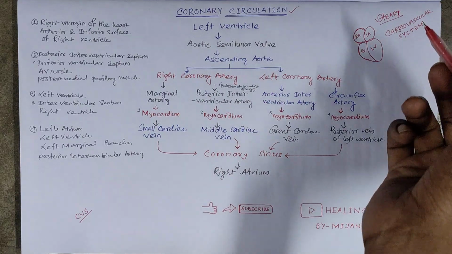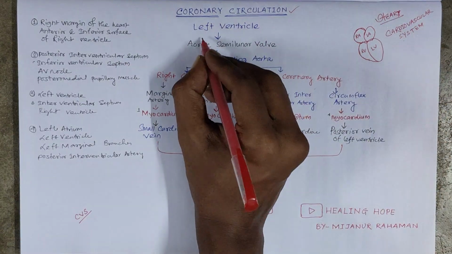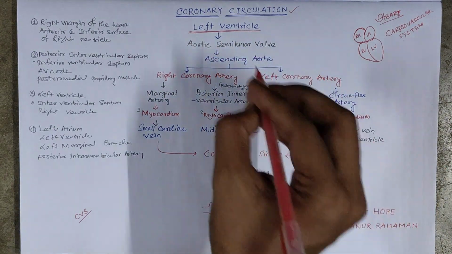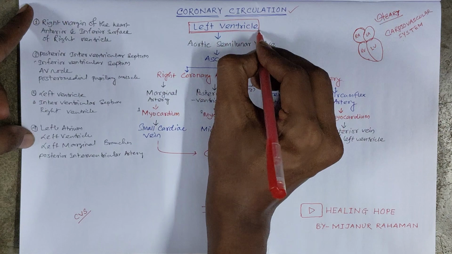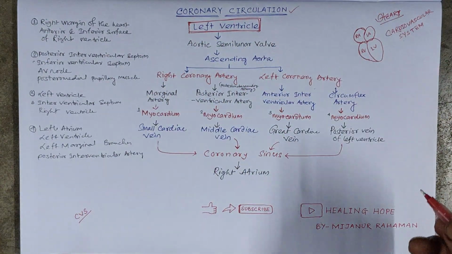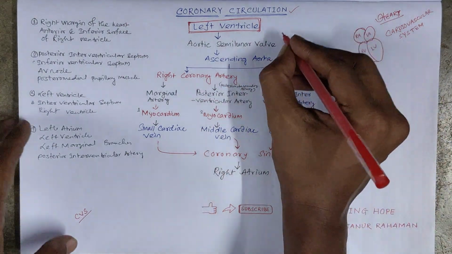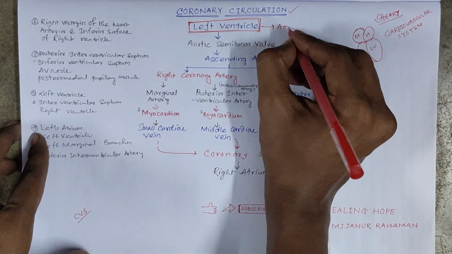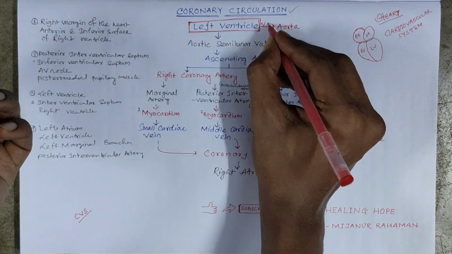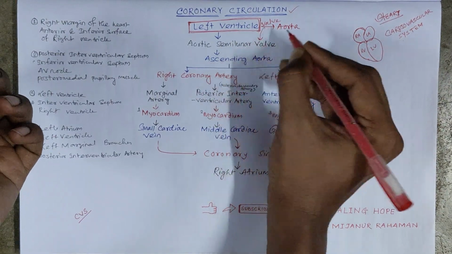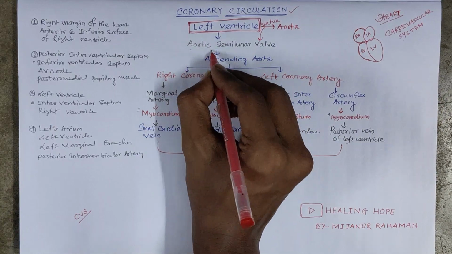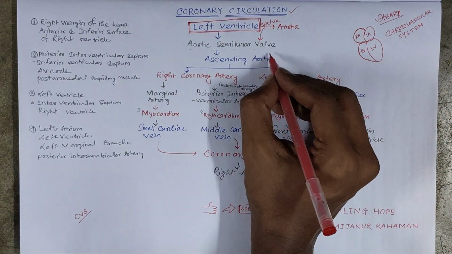So all the purified blood, or oxygenated blood, starts its journey from the left ventricle. So first of all, the main junction is the left ventricle, from where the blood circulation will start. Then, between the left ventricle and the aorta, there is a valve called the aortic semilunar valve. When the blood passes through this aortic semilunar valve, it goes to the ascending aorta.